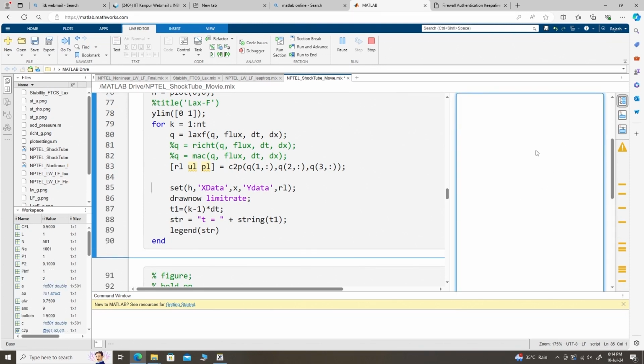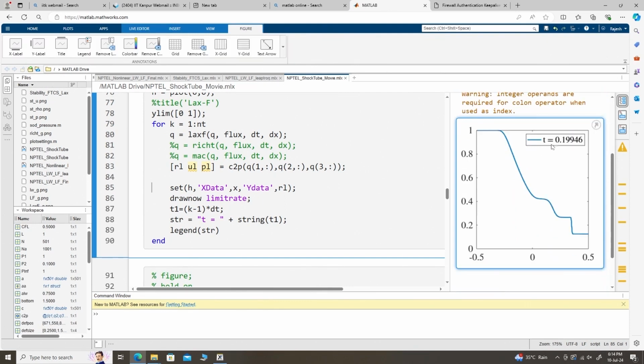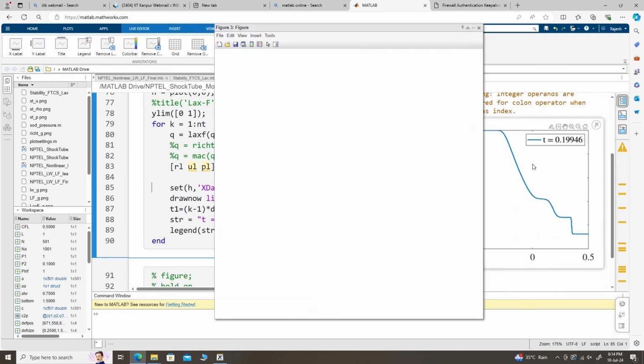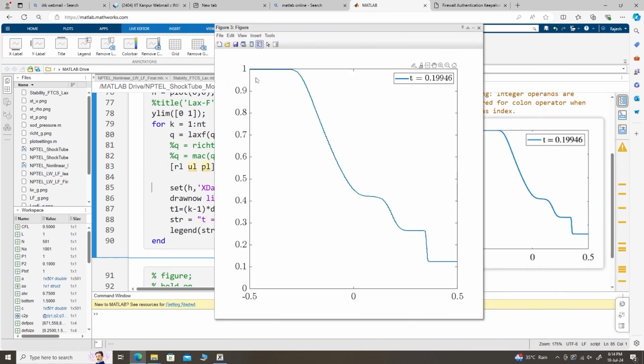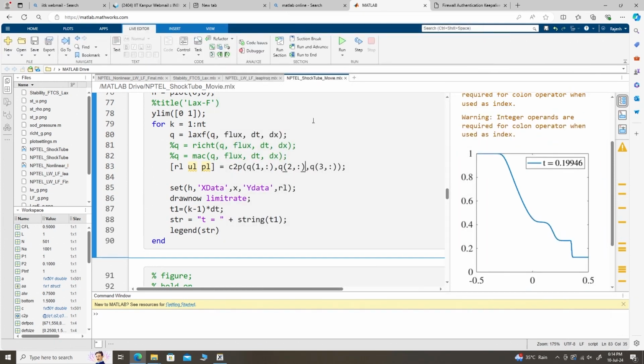So, you can probably see it here. This is a movie. You can see that now it is dissipated, but you have this expansion region, the expansion fan, there is a shock here, and in between you have this discontinuity. Let me play this again, to show how this flow gets developed. Run section.